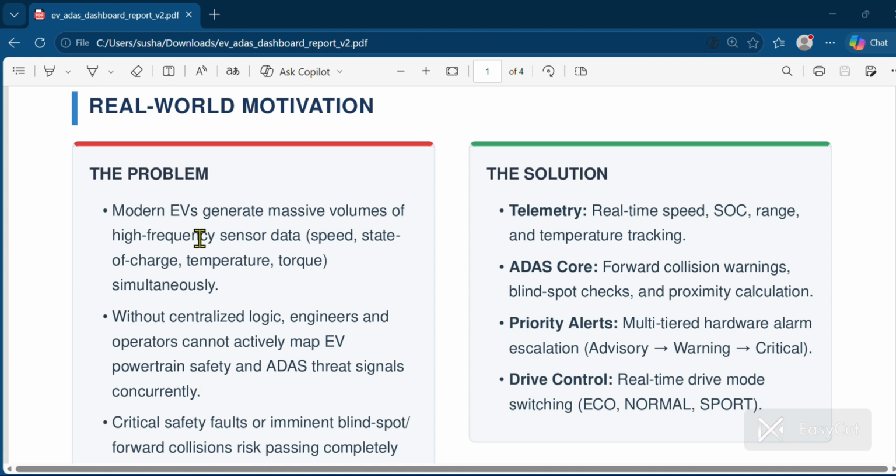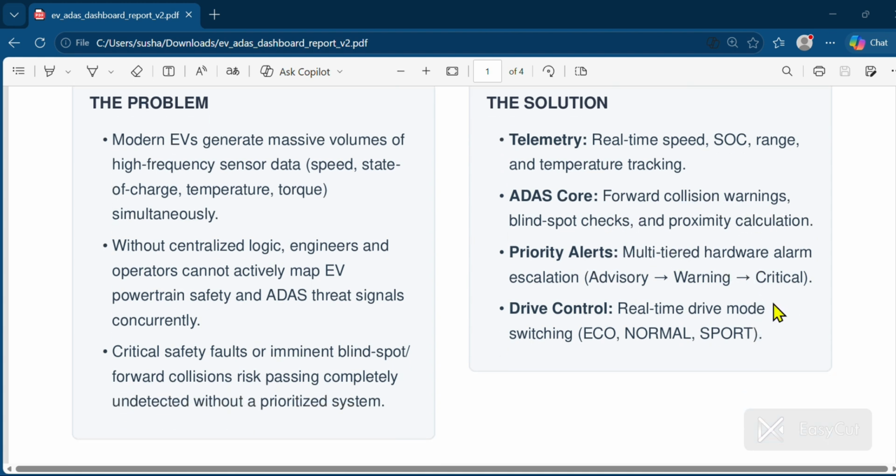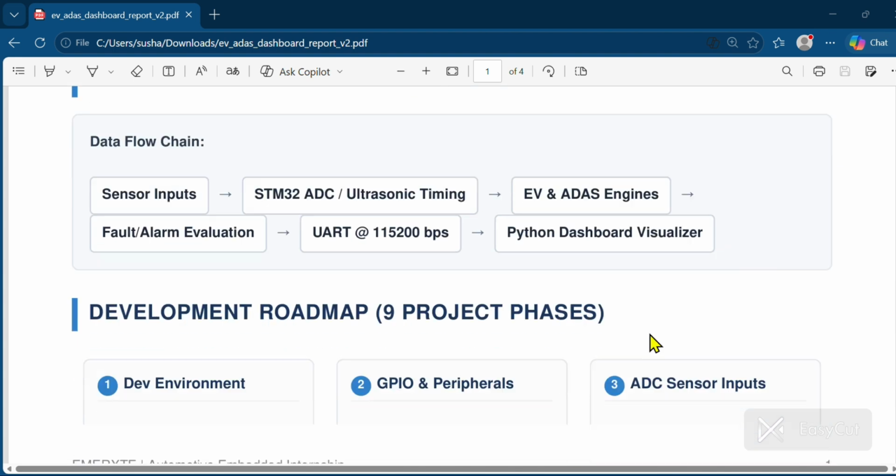So our solution is telemetry: real-time speed, SOC, and temperature tracking. ADAS core: forward collision warnings, blind spot checks, and proximity calculation. Priority alerts: multi-tiered hardware alarm escalation. Drive control: real-time drive mode, that is eco, normal, and sport.